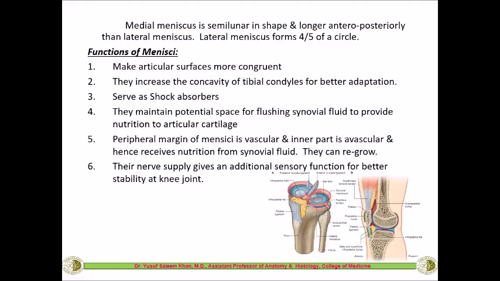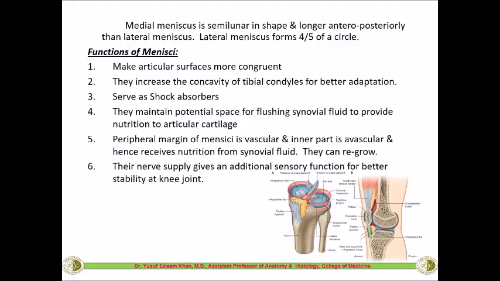And these menisci have an additional nerve supply. Their nerve supply gives an additional sensory function for better stability of the knee joint, because if there is even a slight injury, as I said, if you jump from a height, these menisci will send an additional sensory impulse, which will give a shooting pain, and immediately you take action. So this additional nerve supply prevents even small changes within the knee joint. If there is any small change, there will be a sensation felt with pain and other things, and then you try to take immediate action.